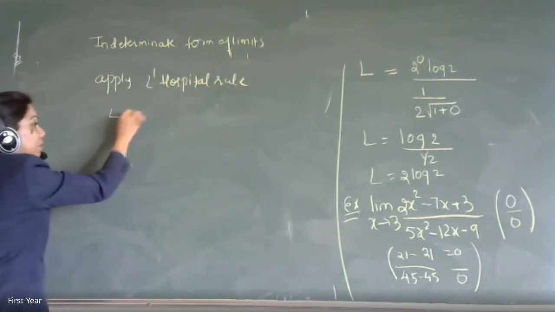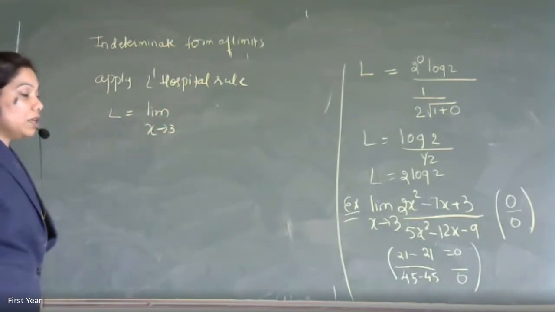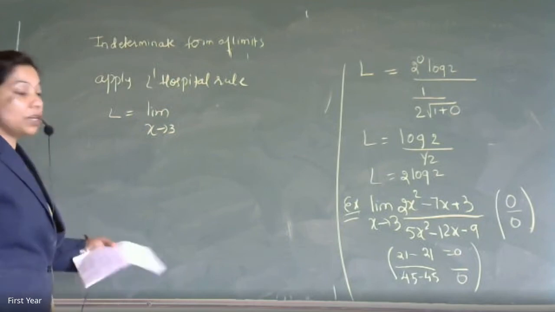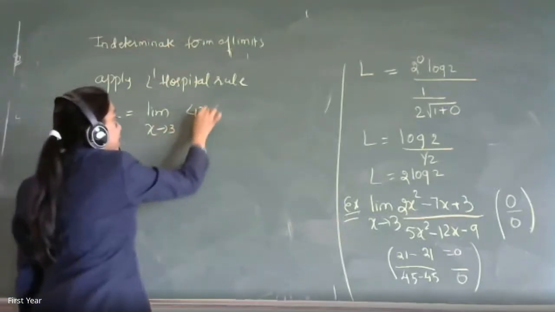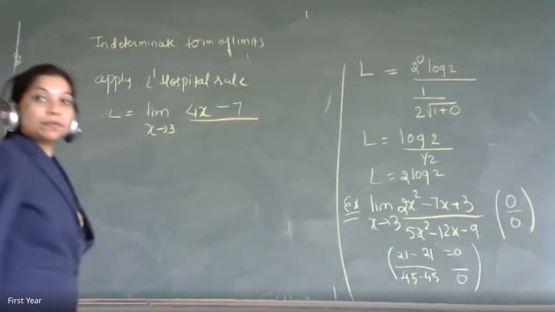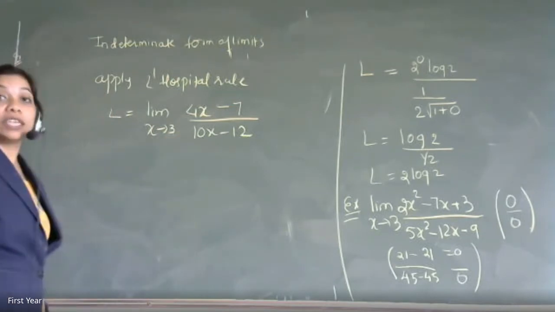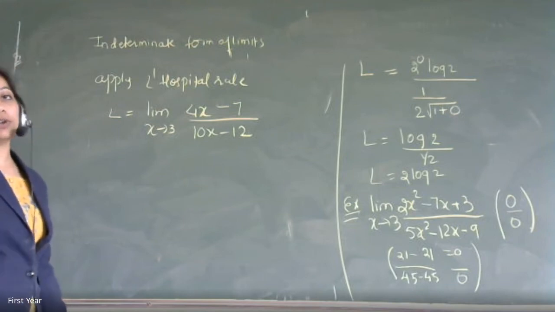L is equal to limit as x tends to 3. Other than the regular students, who will tell me what's the derivative of 2x square? 4x. Correct, very good. So it is 4x minus 7, divided by 10x minus 12. Now you substitute the value of x is equal to 3 and see if it is 0 by 0, again you have to apply L'Hospital. If it is not, you will get the answer.